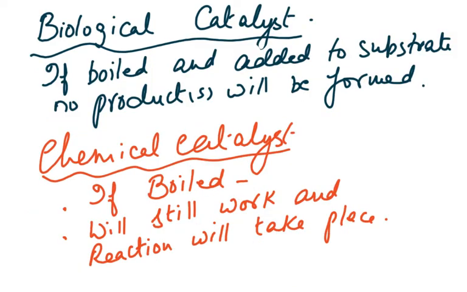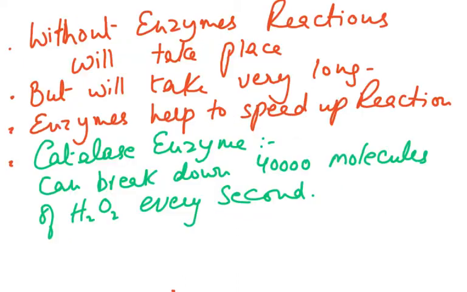Then what is the difference between biological catalysts and chemical catalysts? If biological catalysts are boiled and added to the substrate, then no products will be formed. That means no reaction will take place. If a chemical catalyst is boiled, it will still work and the reaction will take place. So there's a difference between a biological catalyst and a chemical catalyst.